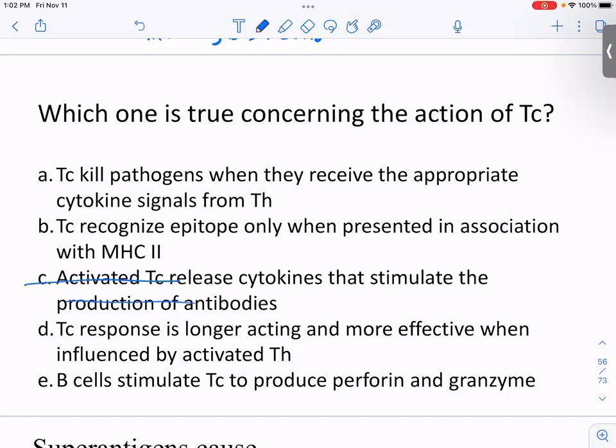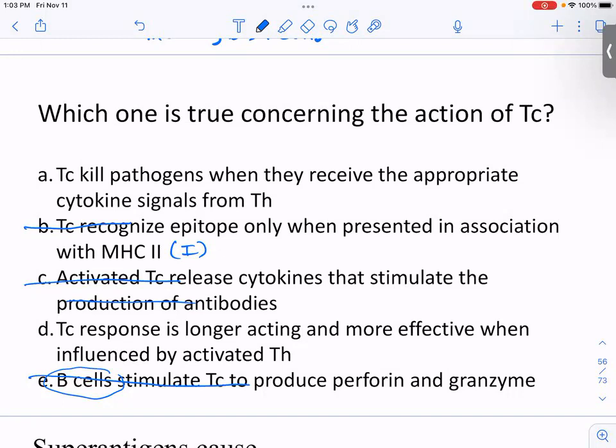All right, so cytotoxic T cells don't make antibodies, right? Hopefully we've got that ingrained, that it's B cells that make antibodies. So that one's not right. It's not B cells that stimulate cytotoxic T cells. They do make perforin and granzyme. That's how they act, but it's not due to B cell stimulation. B would be correct if I said MHC class 1. But I didn't, so that was wrong.